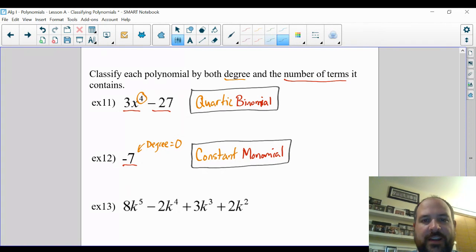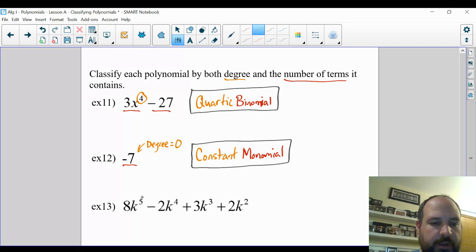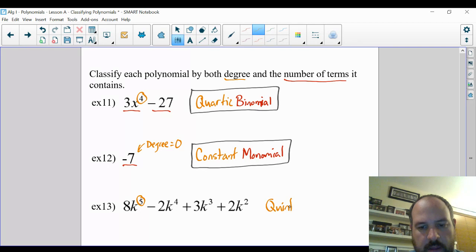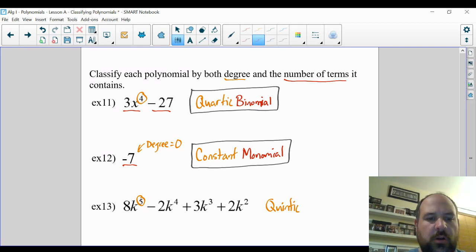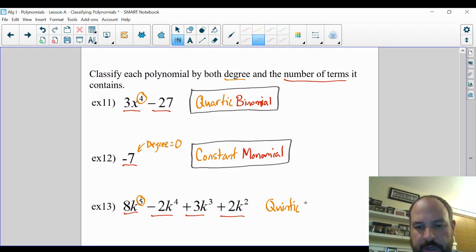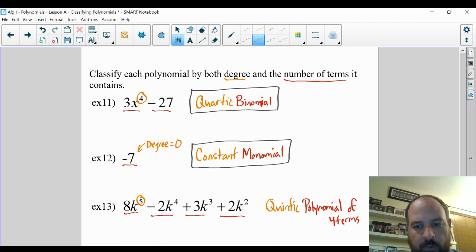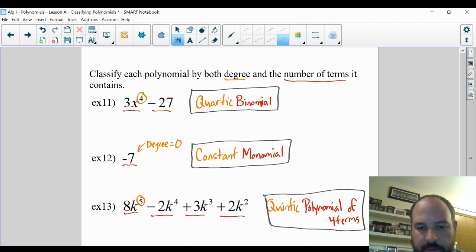And if we look at the final example, we can see here that the degree, the largest exponent, is the 5, which makes this a quintic. And if I look at how many terms there are, I see 1, 2, 3, 4 terms. So that makes this a quintic polynomial of 4 terms. I'm going to write out of 4 terms. Moving forward, you might see just polynomial. That would be okay as well. But quintic polynomial of 4 terms will be our final answer.